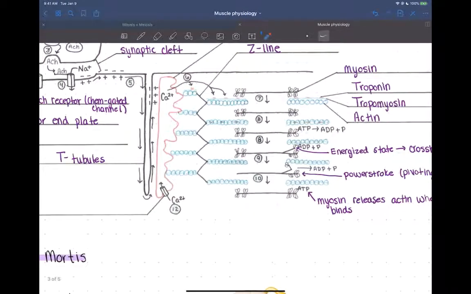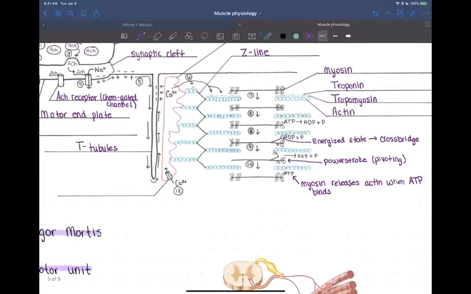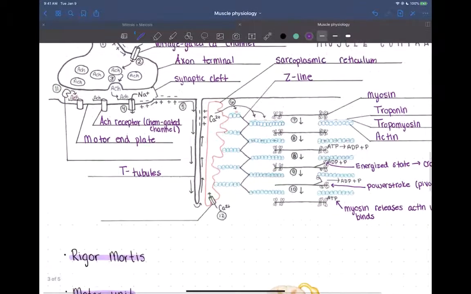So our last thing to talk about for this whole process is how do you stop muscle contraction? Like I said, this process will keep going as long as calcium and ATP are present. Your cells are always going to be making ATP, so the easiest thing is to get rid of that calcium. What happens is the sarcoplasmic reticulum has a calcium pump. But first let's go back to our axon terminal here.